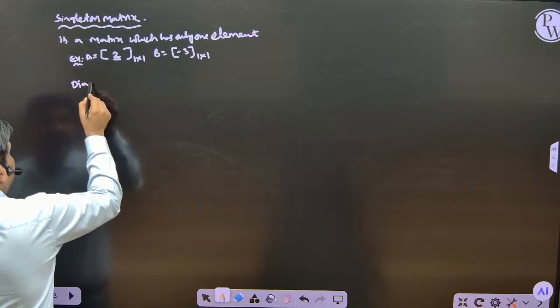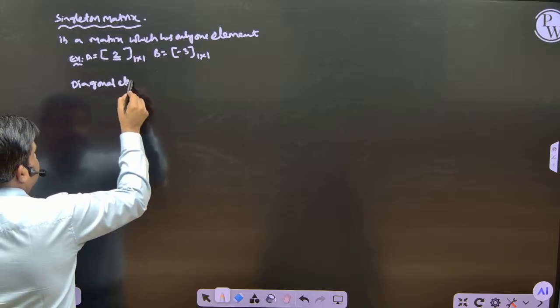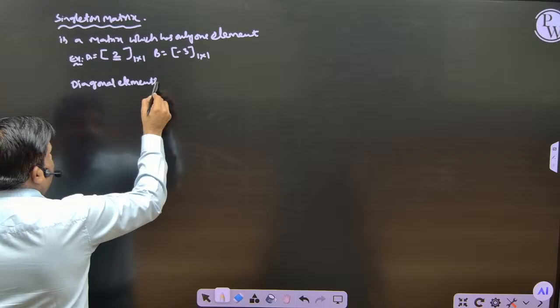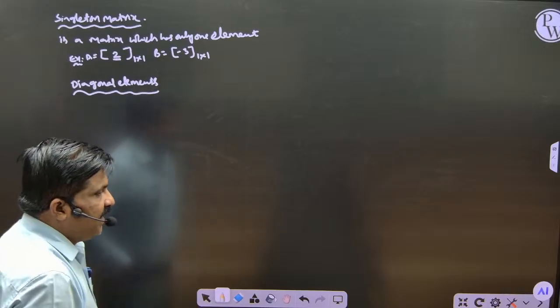Next, diagonal elements. So what is a diagonal element?